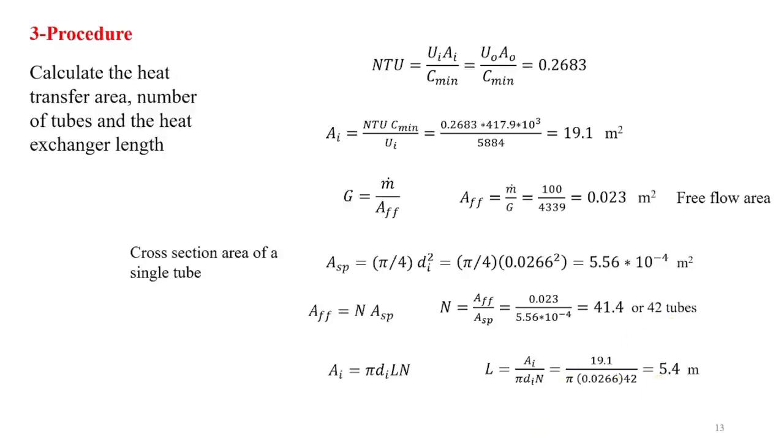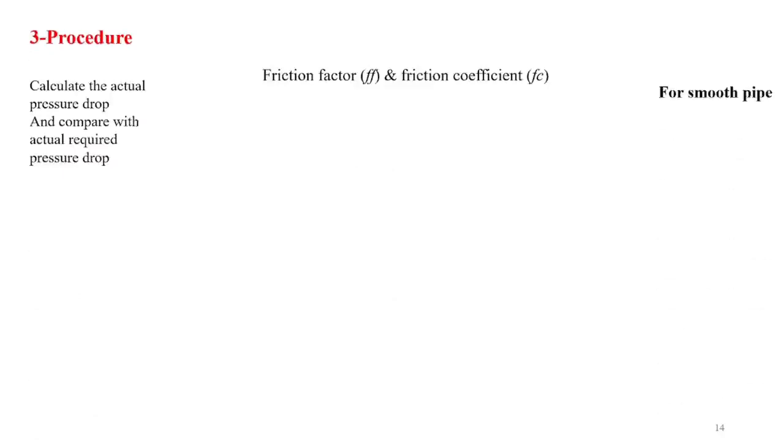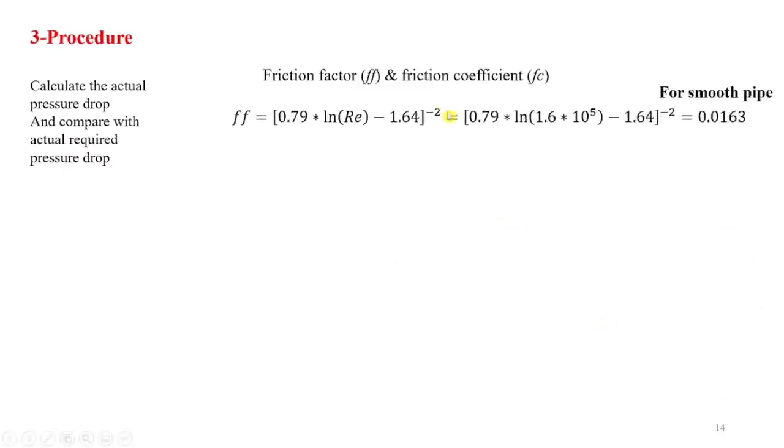But how can we tell that this is okay with the requirement of the problem that delta P has to be 20 kilopascal? So what we have to do is to check and find out how much the pressure drop is. We have to differentiate between friction factor and friction coefficient. Of course, the friction factor is 4 times the friction coefficient.